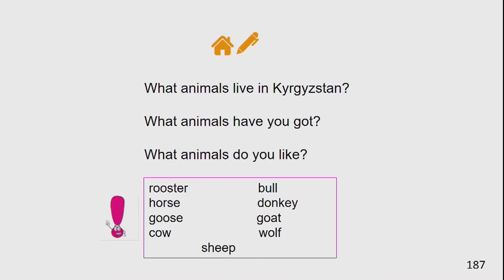And now it's time for your homework. At home, think about the animals and answer these 3 questions. What animals live in Kyrgyzstan? What animals have you got? What animals do you like? Write your answers in your copybooks. Don't forget to learn new words from today's lesson.